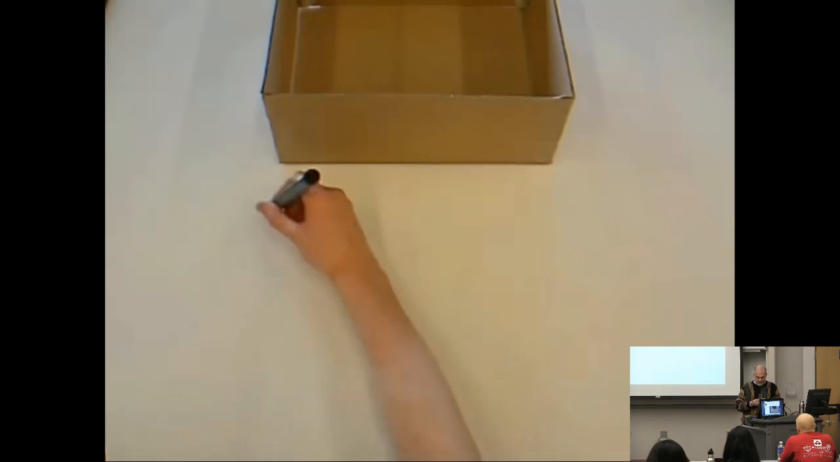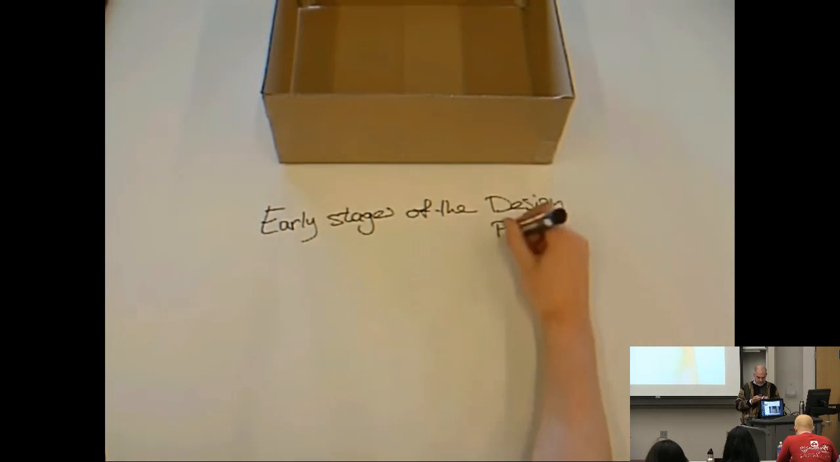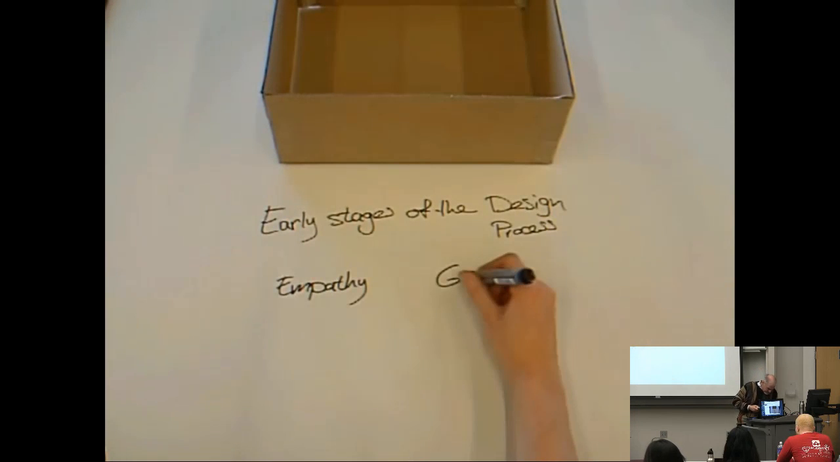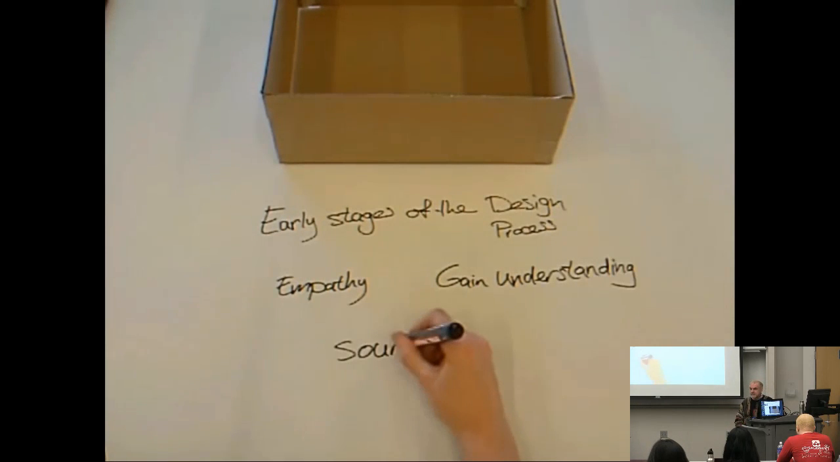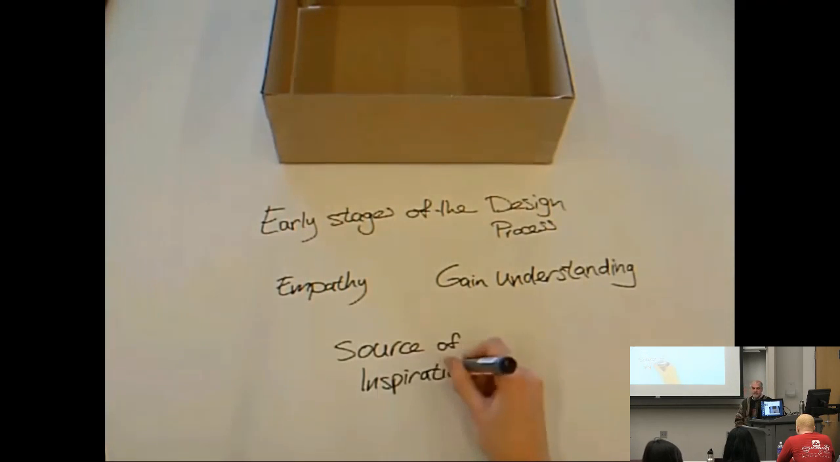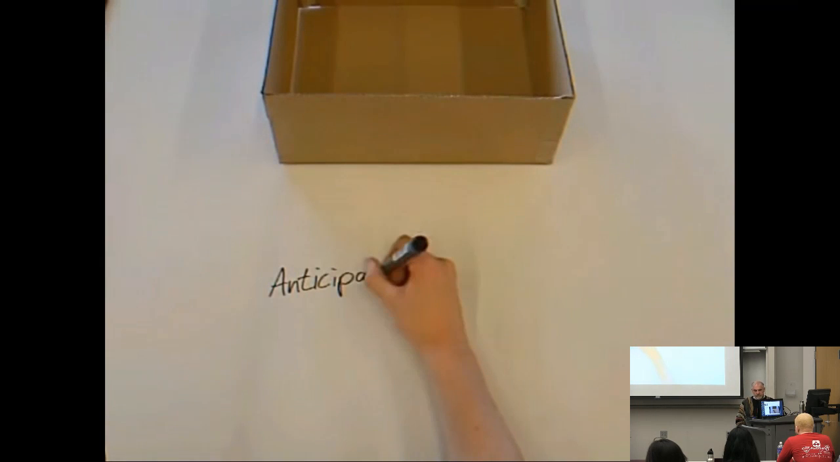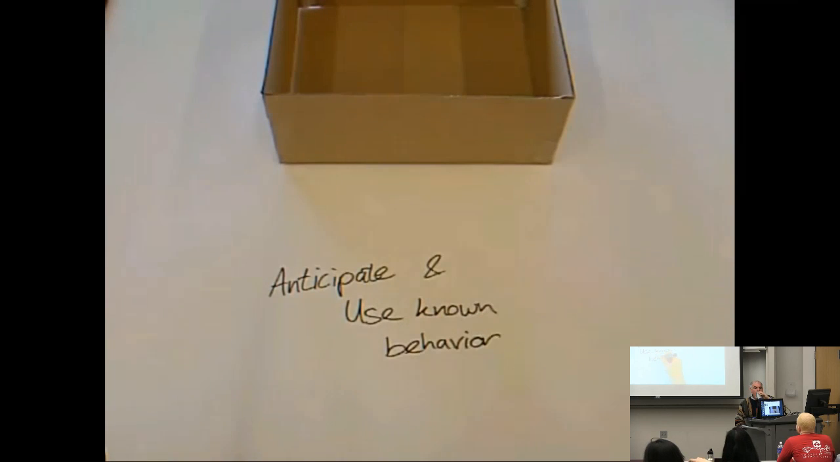Cultural probes are intended to be used in the early stages of the design process to create empathy of a selected group of users and gain understanding of the context they live in. The main purpose being to serve as source of inspiration to the designer. How to use cultural probes. First, anticipate and use known behavior of the participants that are going to be working with the cultural probe, for example, daily rituals or activities.